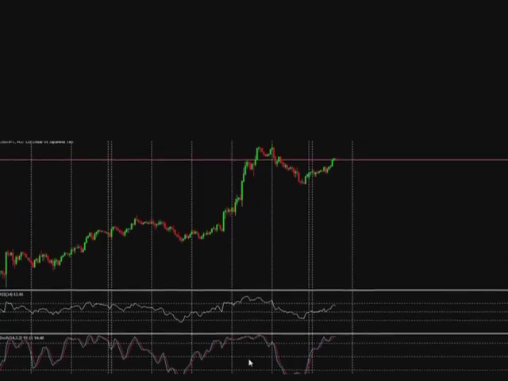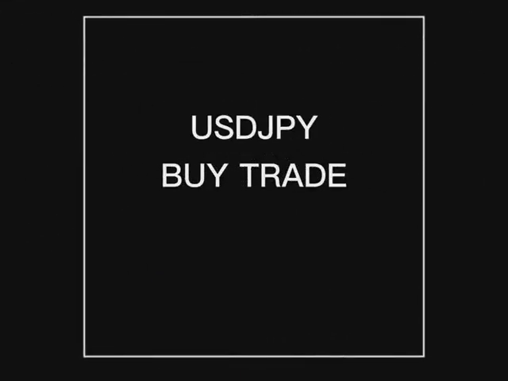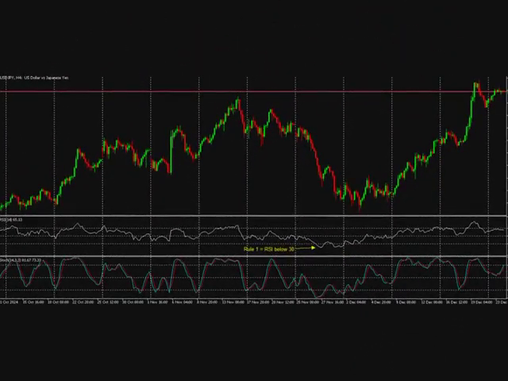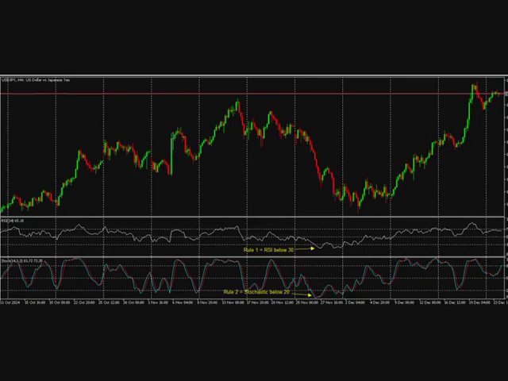Now, how does this strategy work? We move over to a USD JPY chart to look out for a buy signal. We move over to the 4-hour time frame, and we ensure that we have our RSI below the 30 level. That's rule number 1. Rule number 2, we ensure that the Stochastic Oscillator is below the 20 level.